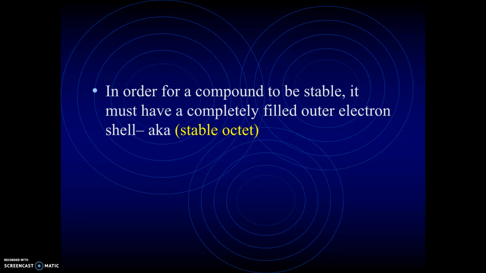In order for a compound to be stable, it must have a completely filled outer electron shell, aka our stable octet. Just remember, octet, oct, like octopus, oct means 8. So it needs to have a full outer shell. It needs to have 8 electrons.